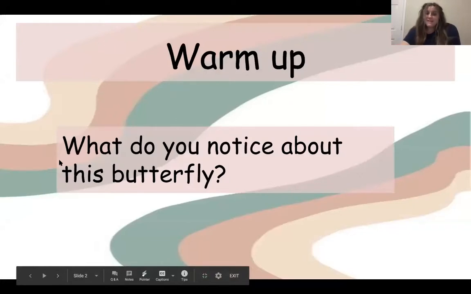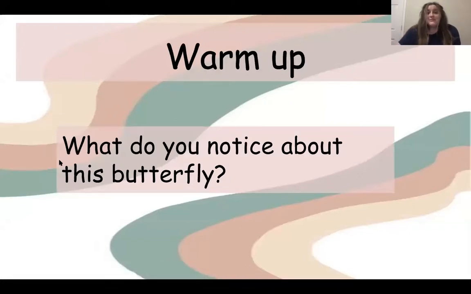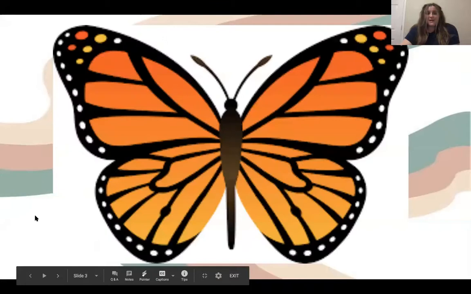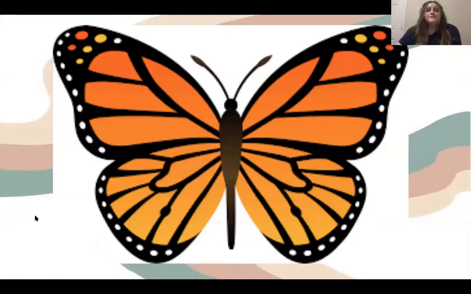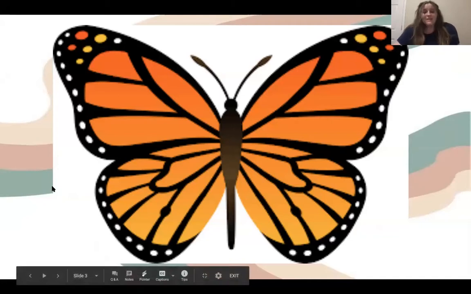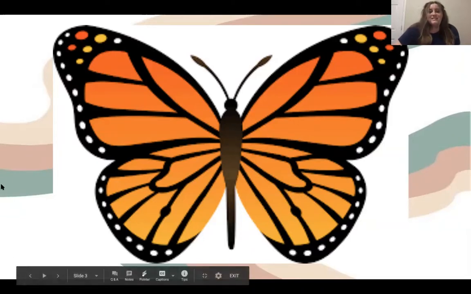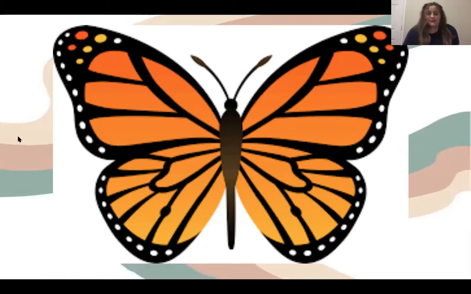So for our warm-up today, I'm about to show you a picture of a butterfly and I want you to tell me what you notice about this butterfly and what it looks like. Okay, does anyone want to tell me what they notice about this butterfly? Jackson or Zach? Zach: It's orange and it has some yellow in it. Oh, yeah, it has wings. That is correct. What do you notice about the wings, Winter or Callie?